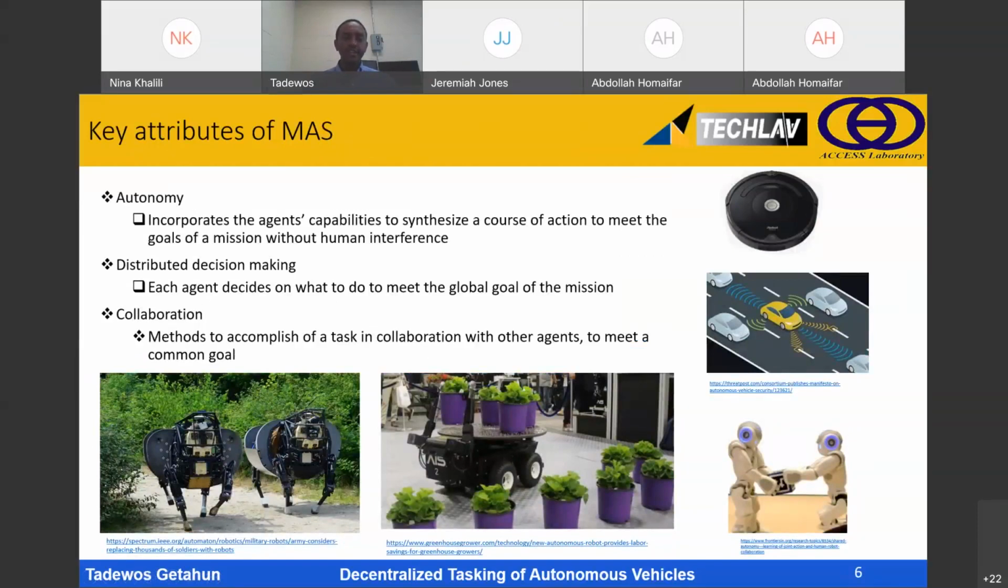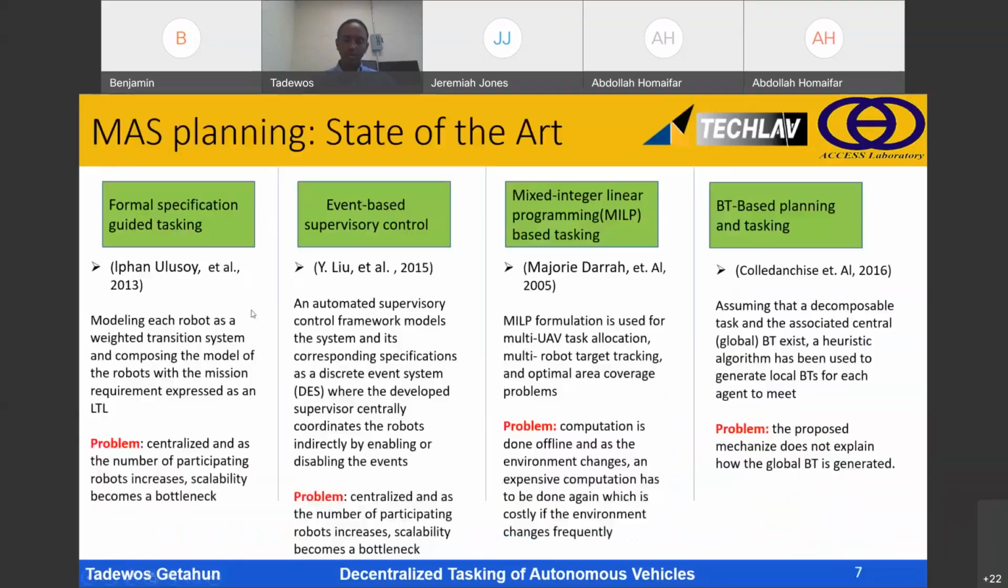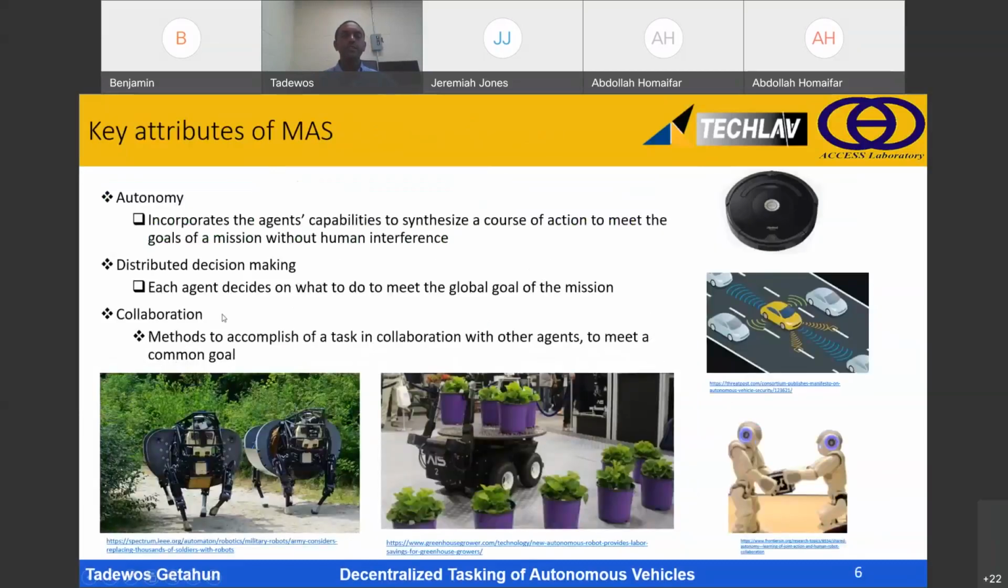Autonomy is the ability of the agent to synthesize a course of action or a plan to perform a task. Distributed decision making is that once a task or an action is assigned to an agent, it is responsible for performing that action or that task, in collaboration with other agents. Collaboration is how, because we need interaction for a multi-agent system, agents collaborate with each other or how they communicate with each other.